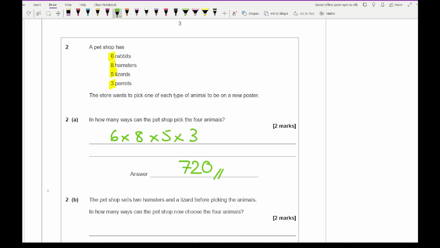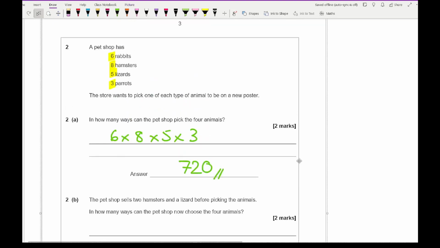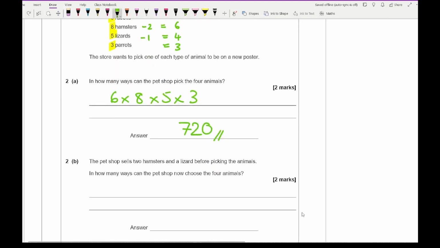Then for 2b, it says the pet shop sells 2 hamsters and a lizard before picking the animals. In how many ways can the pet shop now choose the 4 animals? Well, if 2 hamsters have gone, that means there's going to be 6 hamsters left. The number of rabbits has not changed, and one lizard has been sold, so that's going to be 4 lizards, and the number of parrots is still the same. So how many combinations are there? Well, it's going to be 6 times 4 times 3, which gives me an answer of 432.